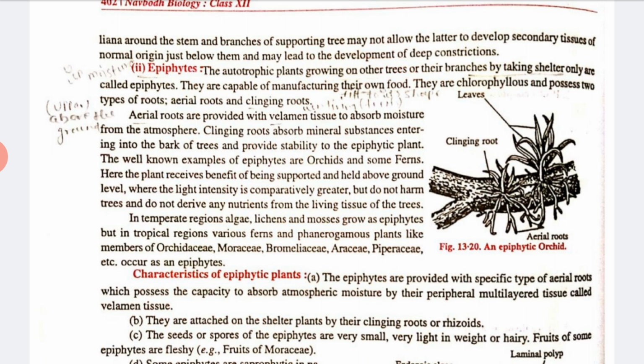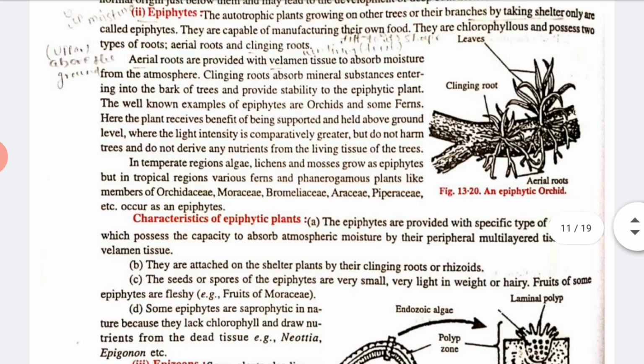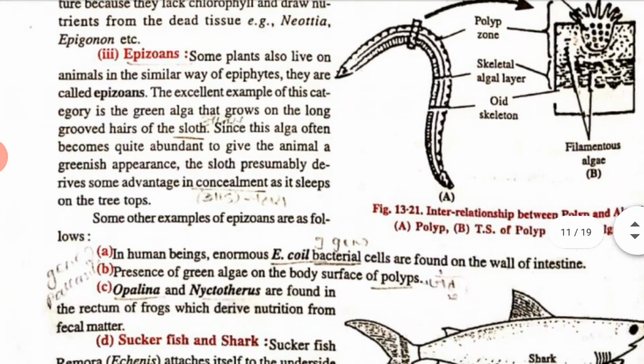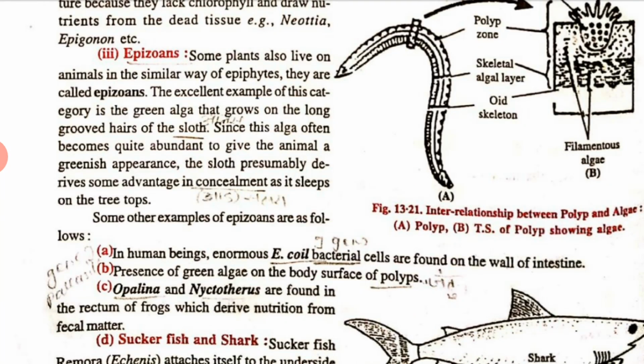Okay, now next we have epiphytes. Epiphytes means autotrophic plants growing on other trees, on their branches, taking shelter only, and that is called epiphytes. Clear? Yes. Now next we have epizoans. What are epizoans? Some plants also live on animals in a similar way to epiphytes. They are called epizoans, means the plant can live with the animal.